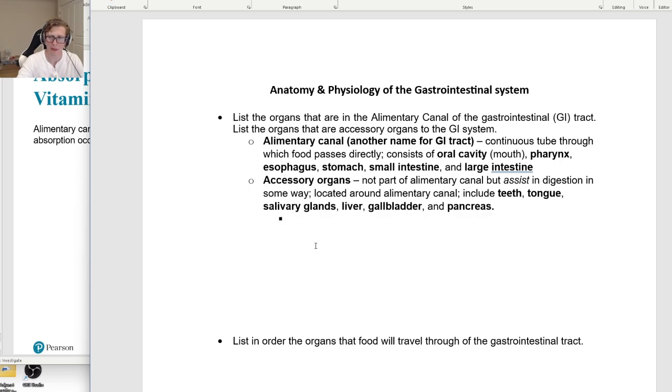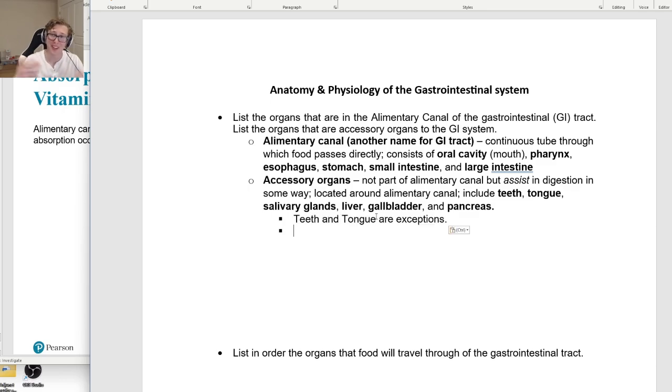Now, you might be thinking, wait a minute, Austin, my teeth and my tongue absolutely touch food. How come they are not in the GI tract? Excellent question. They are the exception. The reason they are the exception is that they are more or less tools to assist in it, compared to some of the other things that are actually going to have secretions, enzymes, changing acid and base balance of the food. Teeth and tongue are really just there for assisting in mechanical digestion.